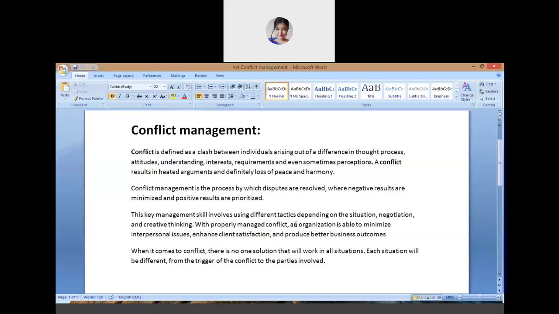If there is a conflict, there must be a solution also to resolve the conflict. So a conflict must not be left. It is a serious matter. Even if it is not a major conflict, even if it is a minor conflict, it should not be ignored. It should be taken care of. It should be managed in order to avoid any kind of future uncertainties or difficulty, because a conflict, if not managed, can create a lot of problems for the people of the organization, and also it can hamper the growth and development of the organization.